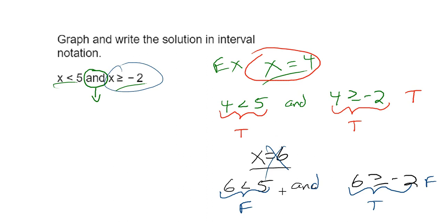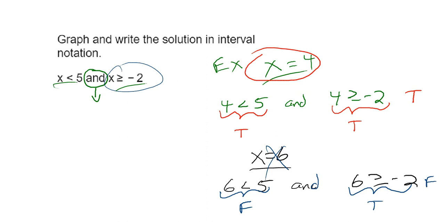Sometimes I get students that are sort of annoyed with me because I like to explain what's going on behind the scenes. And what a lot of students want to know is just tell me how to get the right answer on the homework. So here is how you will find the solution set to these and compound inequalities. This is the way I would recommend doing it.